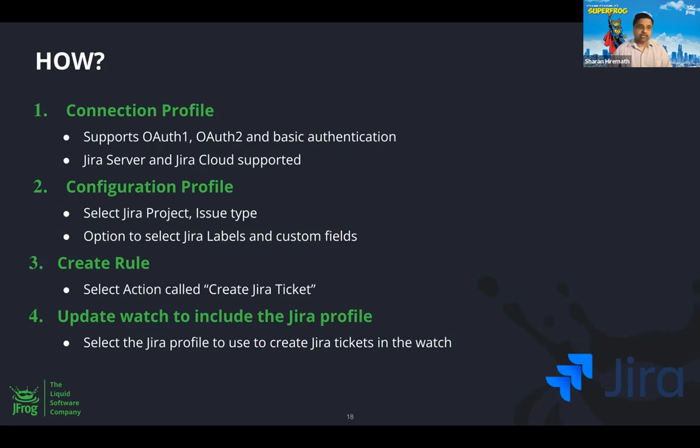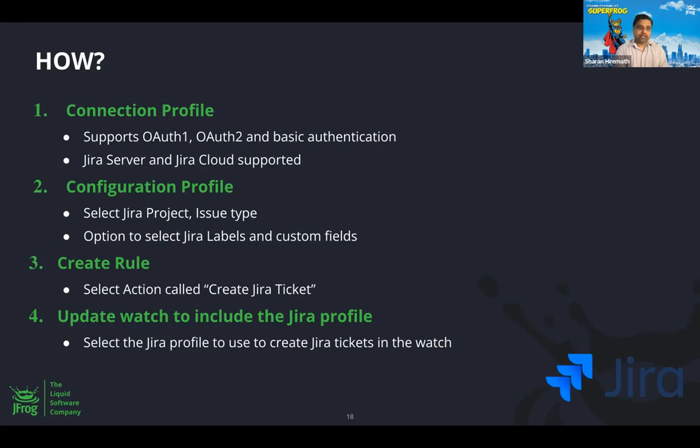And obviously, you need the Jira Server information and to log in. So very simple. So you create a connection profile with the Jira URL and the API token. The second step, once you have configured the connection, is to input the parameters that you would like Xray to use when creating Jira tickets.